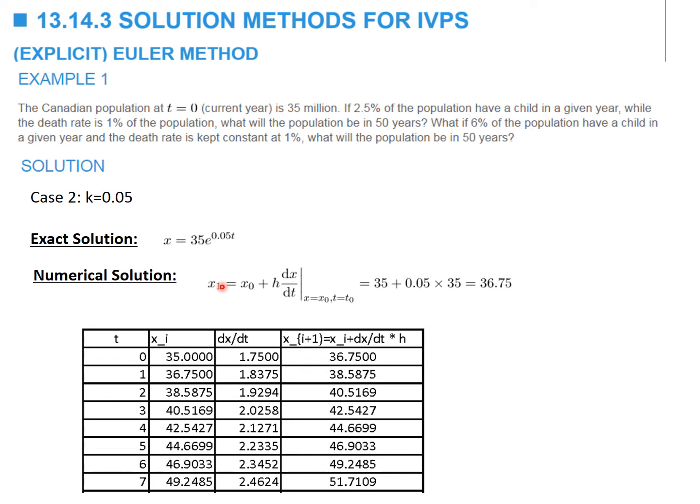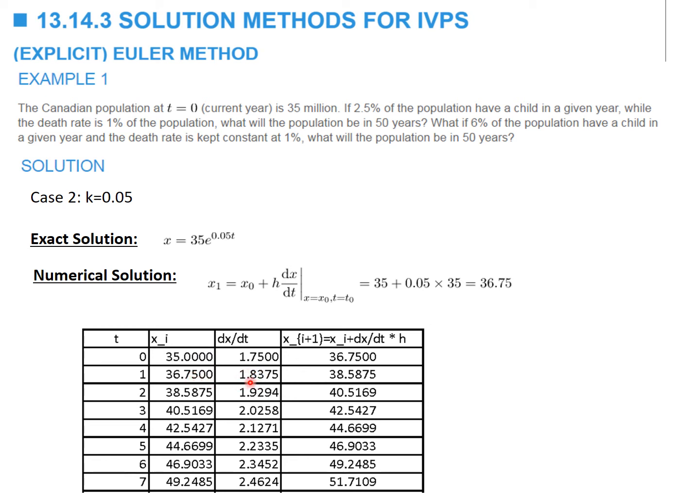The numerical solution is given as follows. x1 using explicit Euler is equal to x0 plus h multiplied by dx by dt, and we evaluate dx by dt at the initial point, which is evaluated at x equal to x0 and t equal to t0. In this case, x0 is 35, h is 1 year, dx by dt is equal to 0.05 multiplied by x, and we use x at the initial point, which is 35. 35 plus 0.05 multiplied by 35 gives me 36.75. I can use the 36.75 in the next interval.